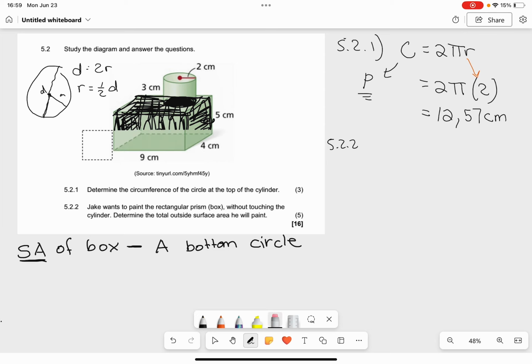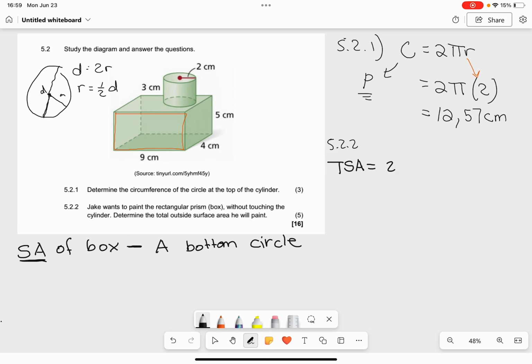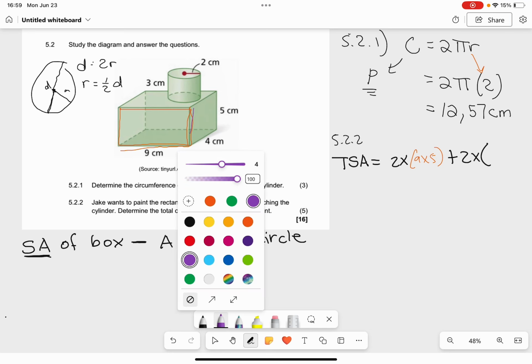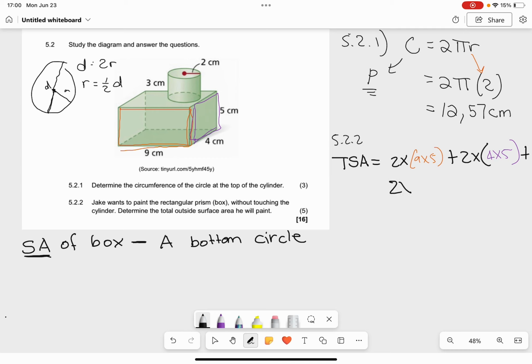Now, let's look at the front. Let me just erase so that everything can be clear. What are the dimensions of this front rectangle? So total surface area is going to be equal to 2 times, for the front, 9 times 5, plus 2 times, for the right side, 4 times 5, plus 2 times, for the bottom side, 9 times 4.